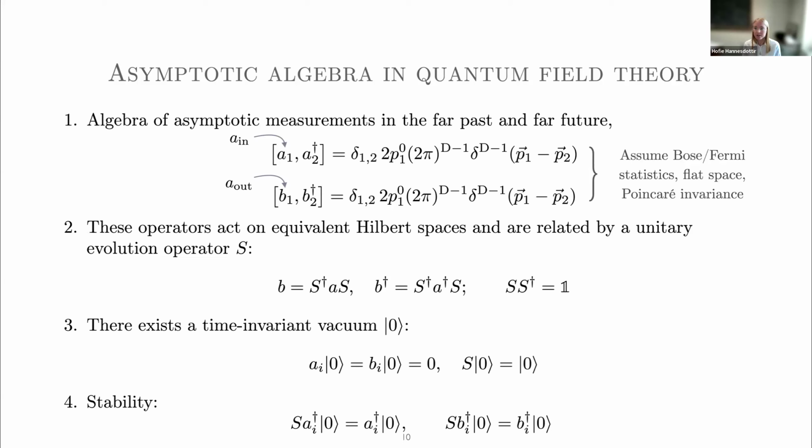Let me also give a few caveats that we assume Bose-Fermi statistics, flat space, and Poincare invariance. We could start discussing what happens if we relax one of these, but actually all of them were important for some of the things that I'm going to talk about here.